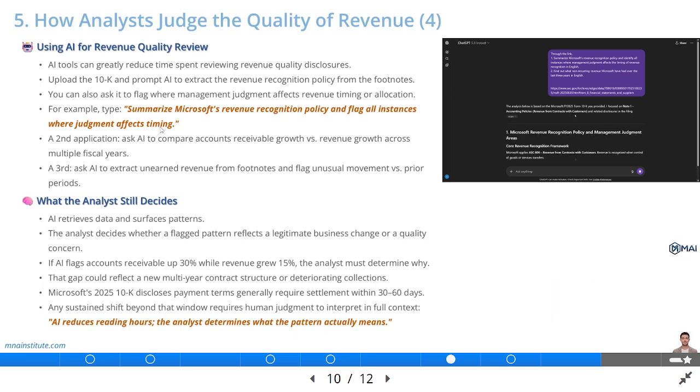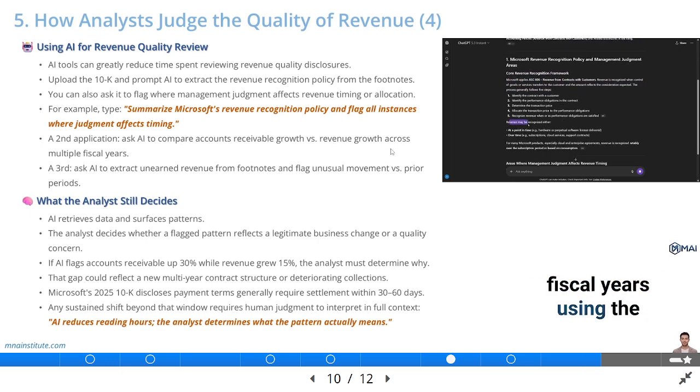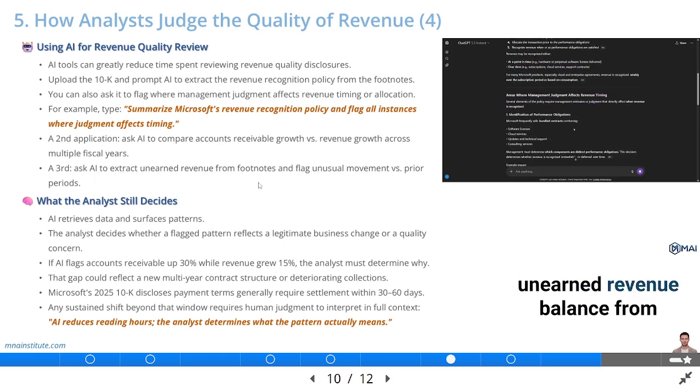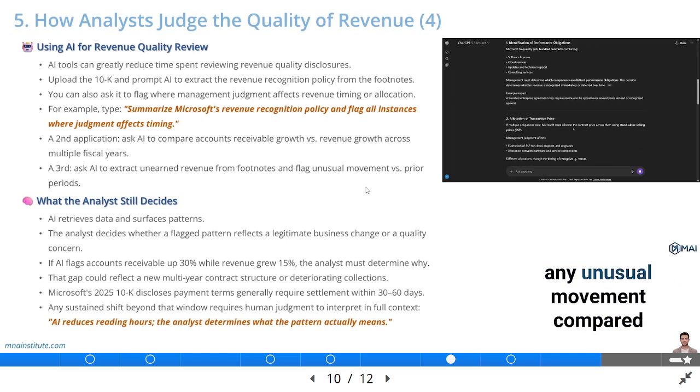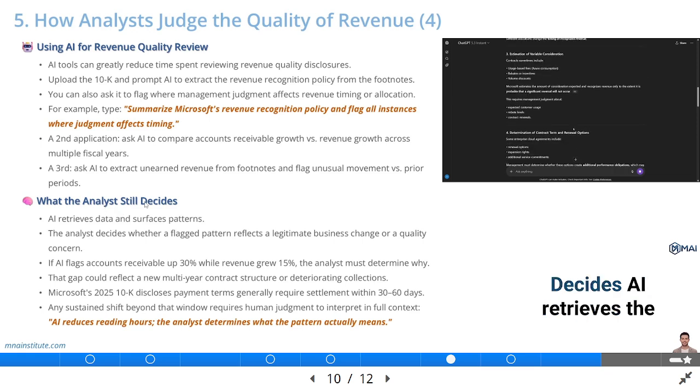A second application is asking AI to compare accounts receivable growth to revenue growth across multiple fiscal years using the data in Item 8. A third is asking AI to extract the unearned revenue balance from the footnotes and flag any unusual movement compared to prior periods. What the analyst still decides.